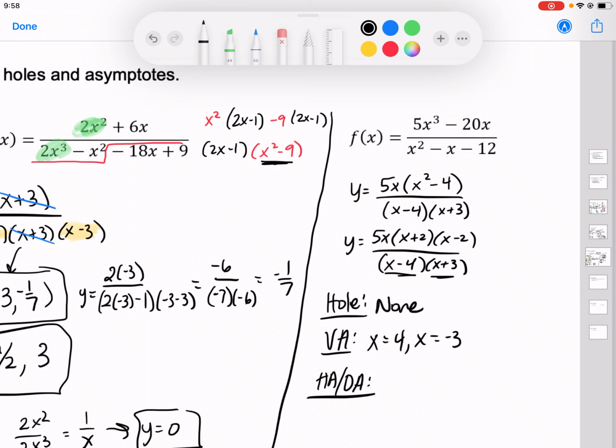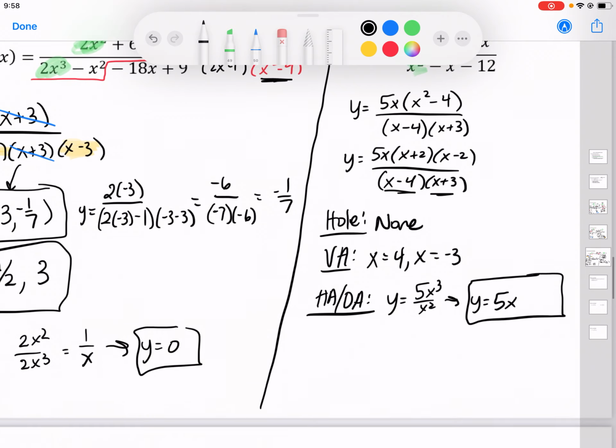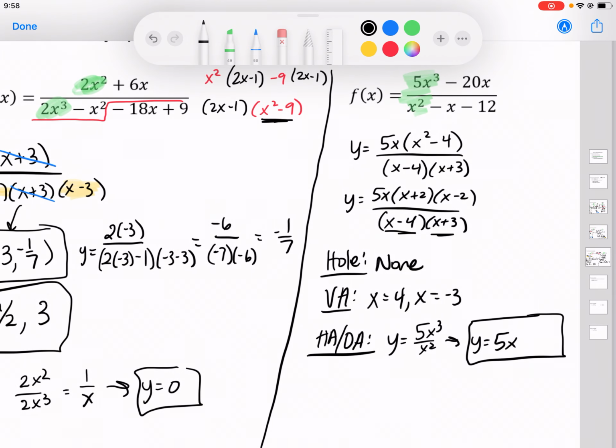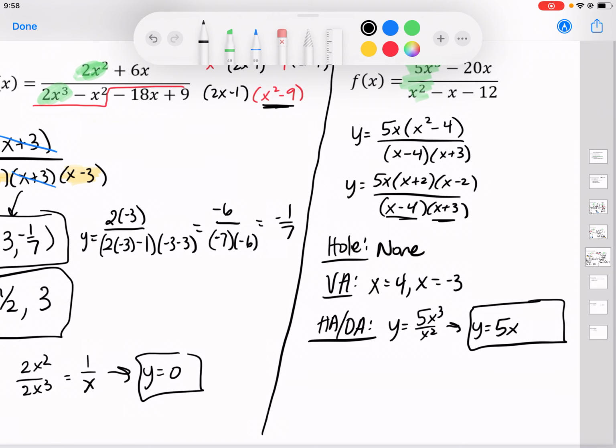And horizontal or oblique asymptote, once again, I'm going to divide these. So I'll have y equals 5x cubed over x squared. So we have y equals 5x. Now remember, that's not our final answer. If we don't have our constant yet, we have to do synthetic or long division. So I'm going to go ahead and just do long division on it.